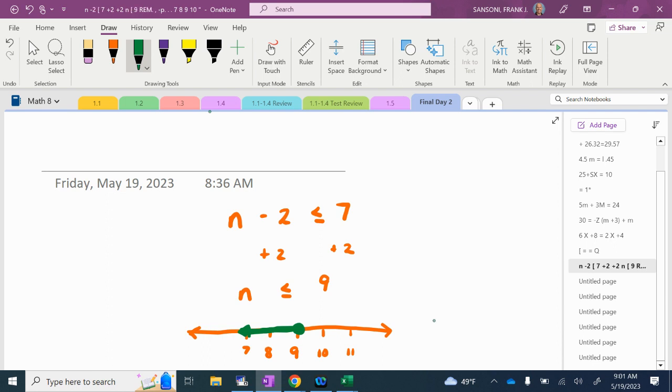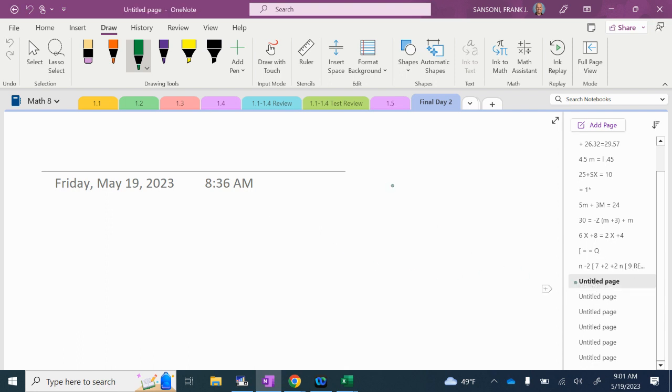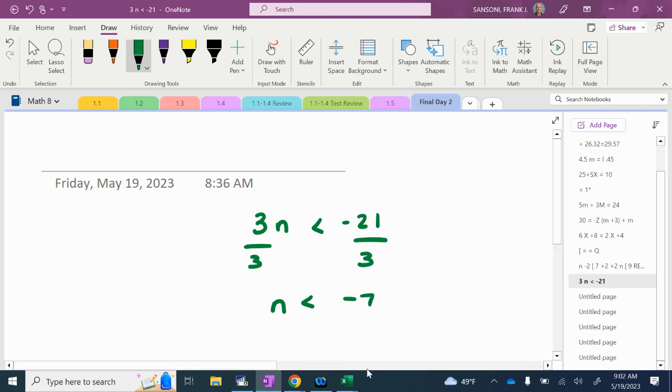The next one, number 34. How are we doing on time? We're doing good. I've got another inequality we have to solve, but we do not have to graph. I've got 3n less than negative 21. What do I have to get by itself? N by itself, divide by 3. N less than negative 7. Don't have to graph it.